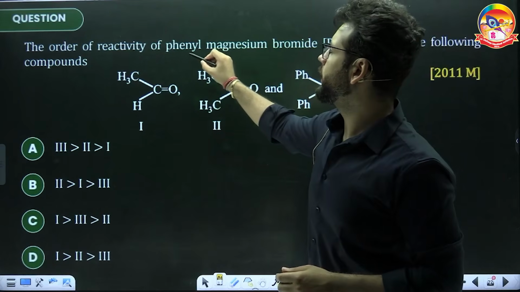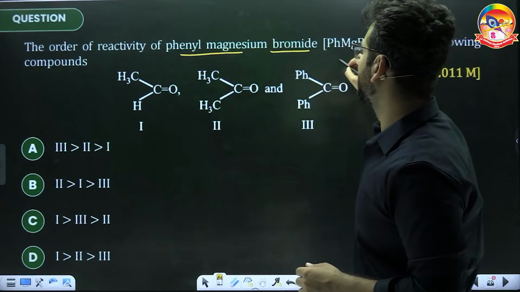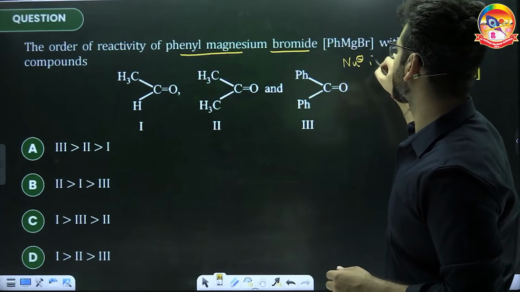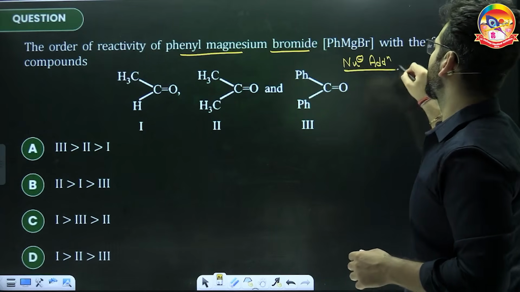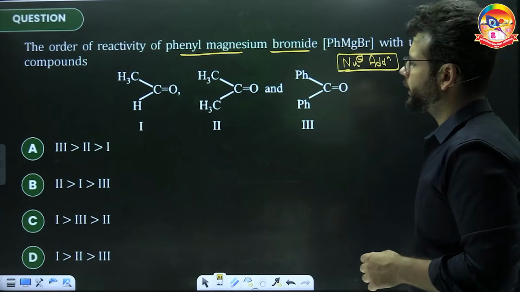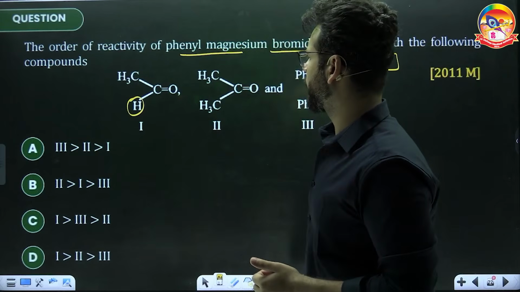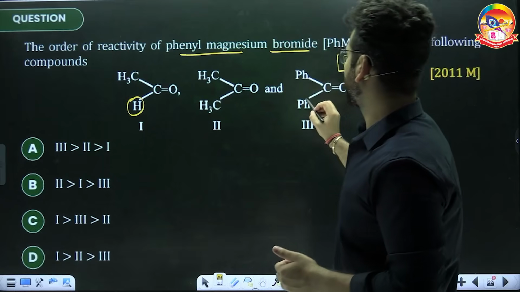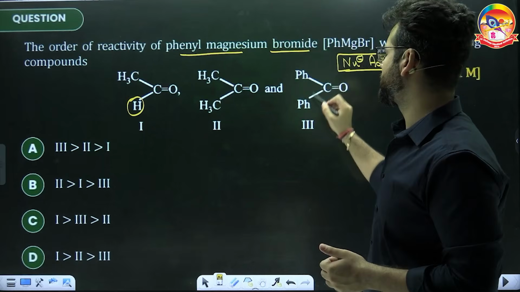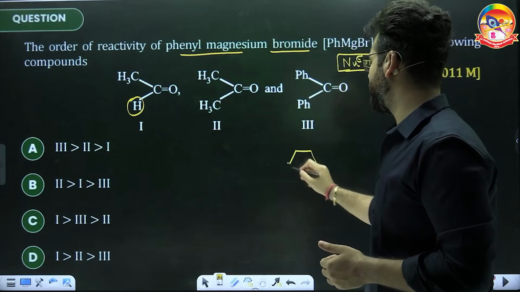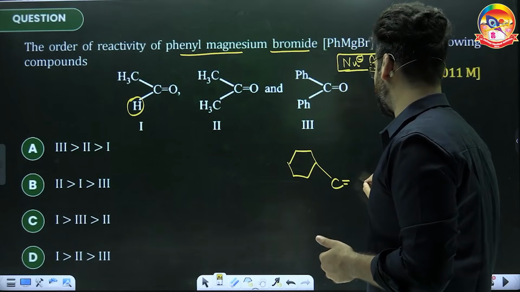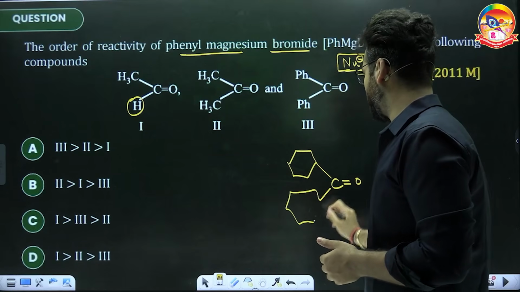Order of reactivity towards phenyl magnesium bromide, again a nucleophilic addition reaction. Who would be more reactive towards nucleophilic addition? Tell me. I told you already, aldehydes are more reactive, so one is the best. And then the benzophenone will be very, very less reactive here because of both the reasons. One is steric reason, the phenyl group will be very bulky.